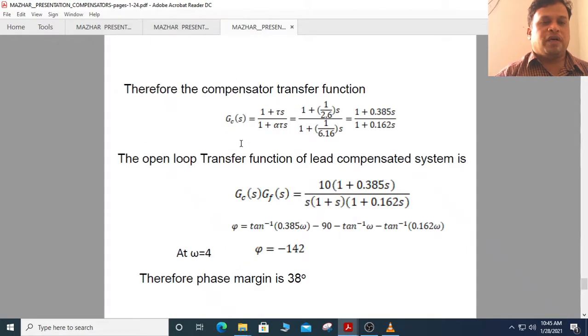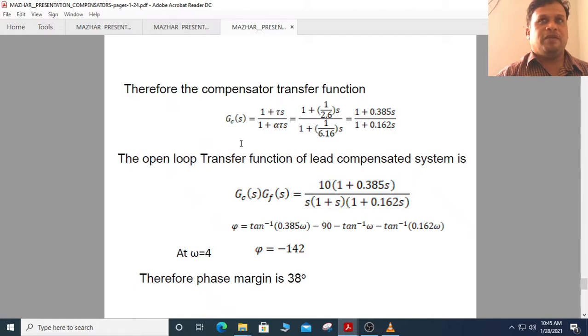Therefore, the compensator transfer function is given as Gc of s is equal to 1 plus tau s by 1 plus alpha tau s, that is equal to 1 plus 1 by 2.6 into s divided by 1 plus 1 by 6.16 into s. So it is 1 plus 0.385 s by 1 plus 0.162 s. If you substitute these values, the open loop transfer function of the lead compensated system is given as Gc of s into Gf of s is equal to 10 into 1 plus 0.385 s divided by s into 1 plus s into 1 plus 0.162 s.